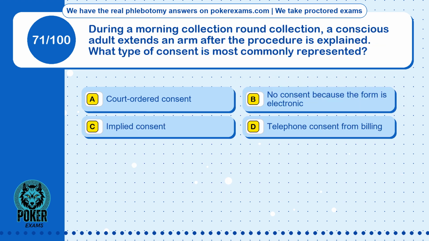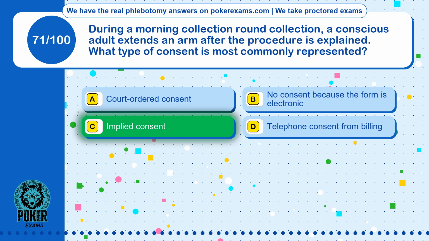Question 71. During a morning collection round, a conscious adult extends an arm after the procedure is explained. What type of consent is most commonly represented? Option A, court-ordered consent. Option B, no consent because the form is electronic. Option C, implied consent. Option D, telephone consent from billing.